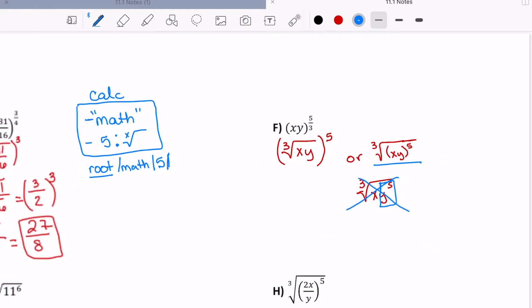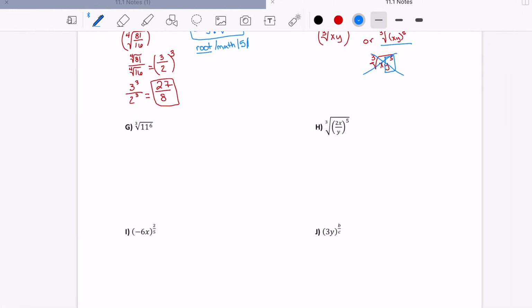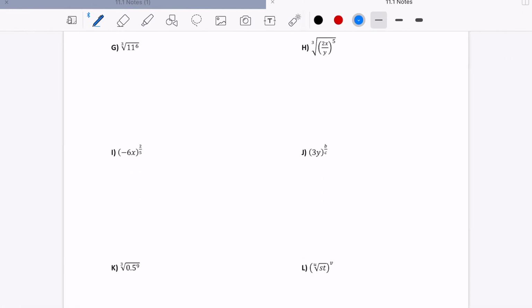Okay. All right. So I'm going to tell you guys, hit the pause button. Go ahead and try G through L, and then come back and check your work.